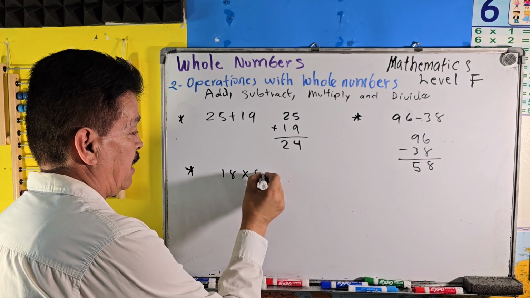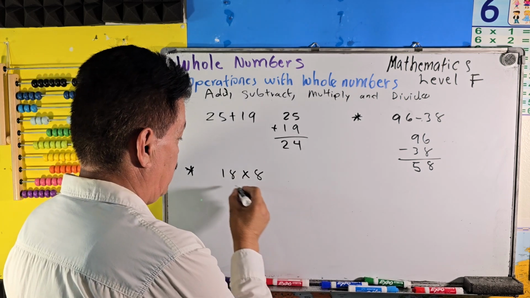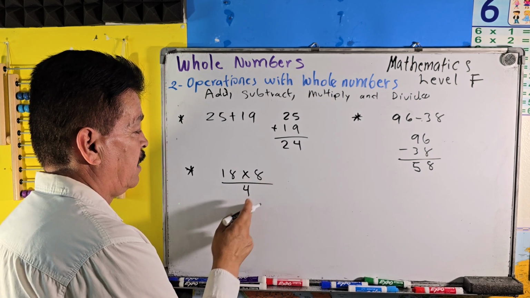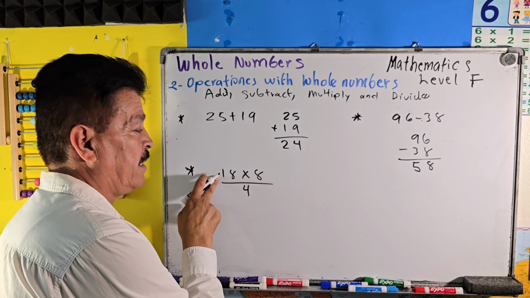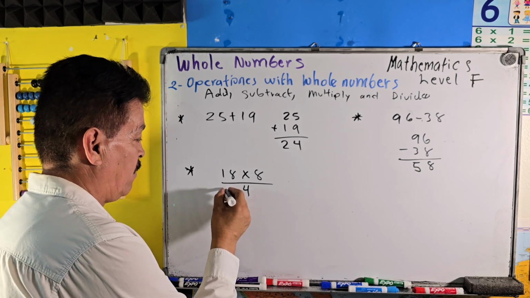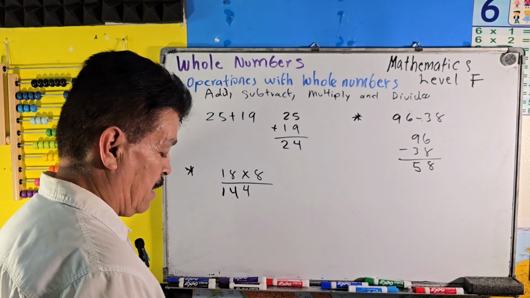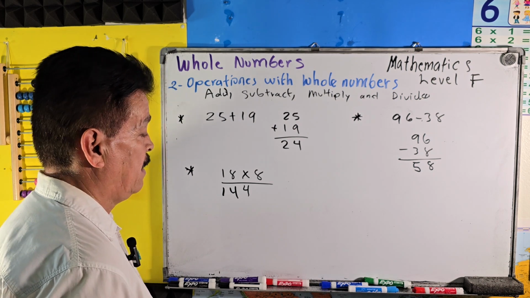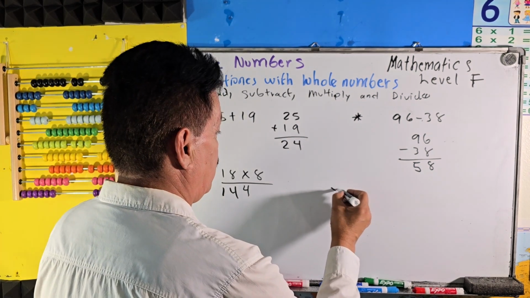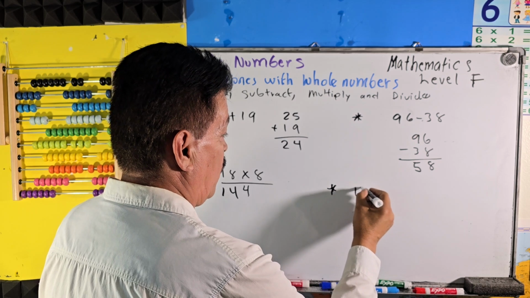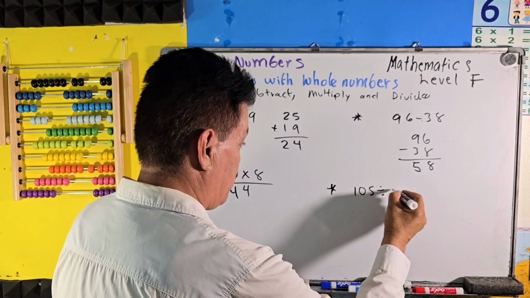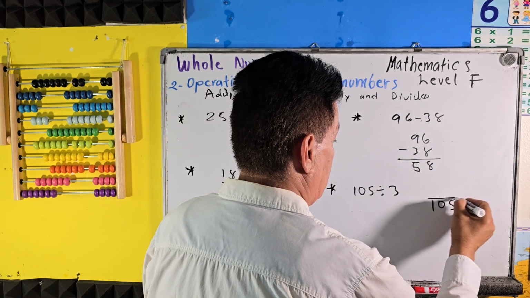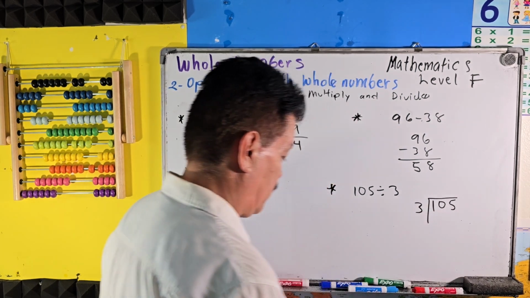18 times 8. So 18. So just do it immediately. So 8 times 8 is 64. And then 6. 8 times 1 is 8 plus 6 is 14, so 144. Right? That's one example of the operation. So let's make a division here. One example of division, 105 divided by 3. So how do we make this division? 105 divided by 3. Right?